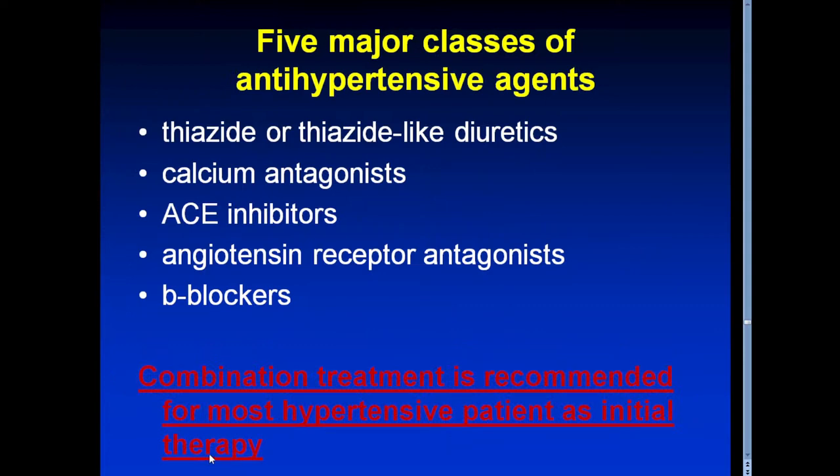5 major classes of antihypertensive agents: thiazides and thiazide-like diuretics, calcium antagonists, ACE inhibitors, angiotensin 2 receptor blockers, and beta blockers. Combination treatment is recommended for most hypertensive patients as initial therapy.